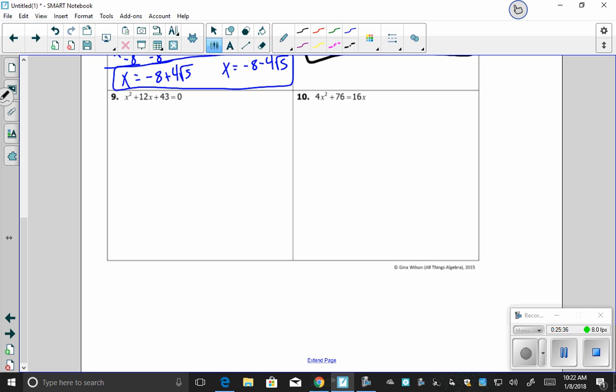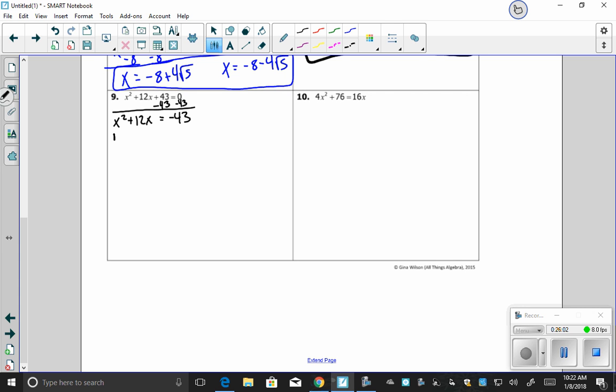Number 9. Okay. First of all, I have to subtract 43 from both sides, so that I get x squared plus 12x equals negative 43.